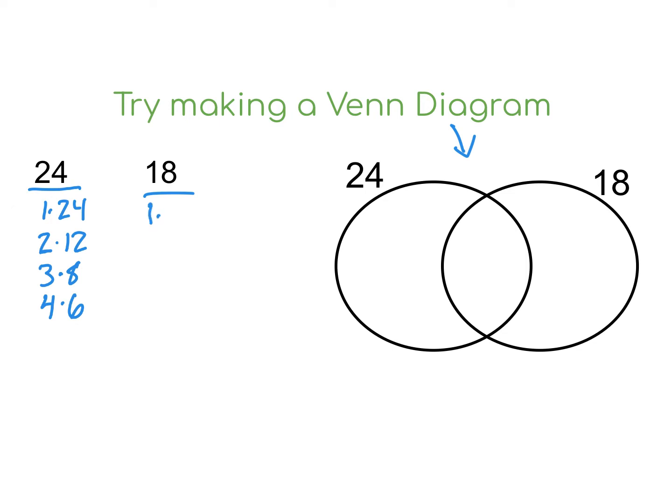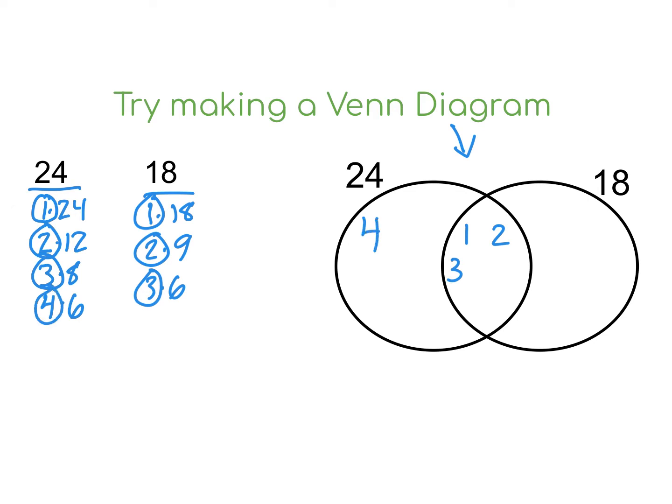Let's do 18. 1 times 18, 2 times 9, 3 times 6. That's it. So for the Venn diagram, what I would be doing is looking and saying, okay, 1 is in both of my lists, so 1 is a factor of both 24 and 18. 2 is in both of my lists, so 2 is a factor of both 24 and 18. 3 is in both of my lists, so I would put 3 in the middle here of my Venn diagram showing it's in both lists. 4 is only in this side, so I'm going to put it only on that side. 6 is in both of my lists, so I will put it in the middle.